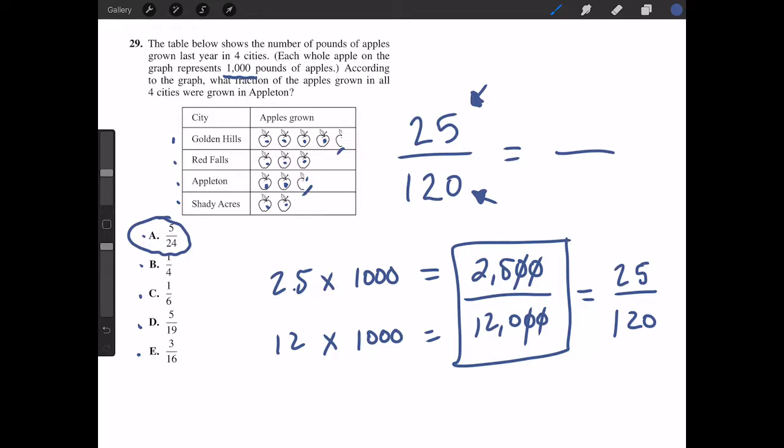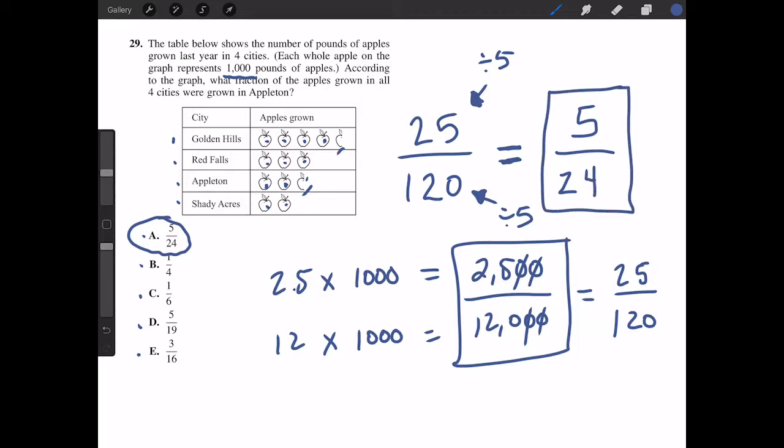Well, with division, you also obtain an equivalent fraction. In other words, if I divide both the numerator, in this case by 5, and the denominator by that same number, I'm guaranteed to find an equivalent fraction. So 25 divided by 5 is 5, and then 120 divided by 5 is 24. And that gives us the simplified fraction, which matches choice A again.